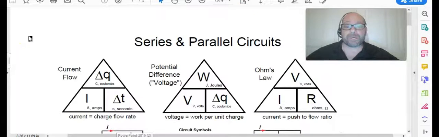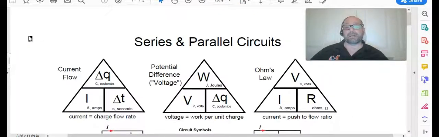Alright, now you see in front of you I have three magic triangles. The current flow triangle, the potential difference triangle, and the Ohm's Law triangle. The most important thing to understand about these little magic triangles is that whatever are side by side are multiplied, and whatever is up and down are divided. So for example, current flow is defined as the amount of charge that flows per unit time. The symbol for current is the letter I. It's equal to Q divided by T. That's called the charge flow rate.